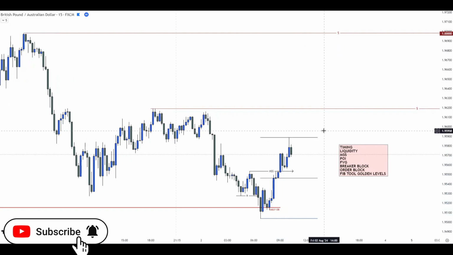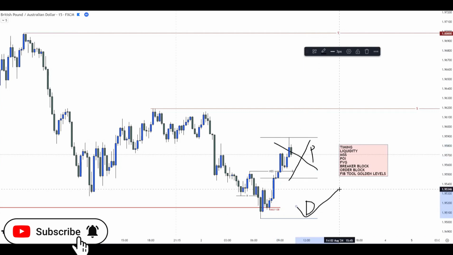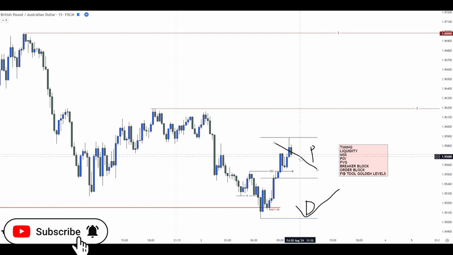When we are looking for sell opportunities, we sell from the premium level. When we are looking for buys, we buy from the discount level. So here we have our discount level, and then we have our premium level here. We are going to ignore any kind of movement that happens here, and we only want to take trades from the discount. So after identifying our premium and discount levels, what do we do next?